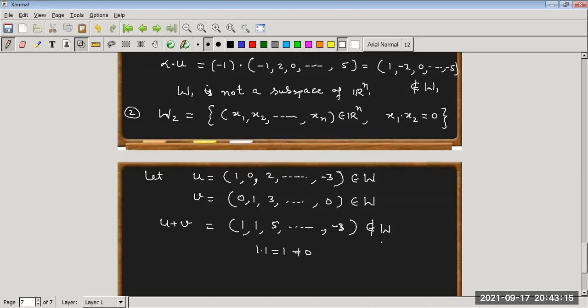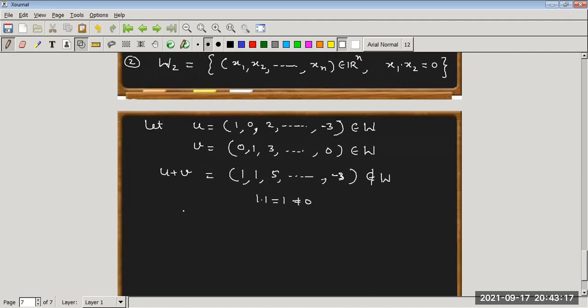So therefore this does not belong to W2. So W2 is not a subspace of the vector space Rn.